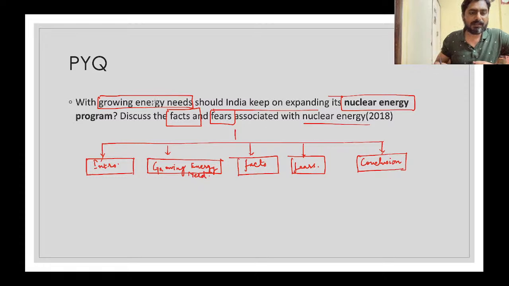So what can we write in the introduction here? Here you can simply give a definition of nuclear energy. What do you understand by nuclear energy? A simple definition: when we harness the energy of the nucleus of an atom, that is referred to as nuclear energy. How do we harness this energy? We harness it either by fission or by fusion.